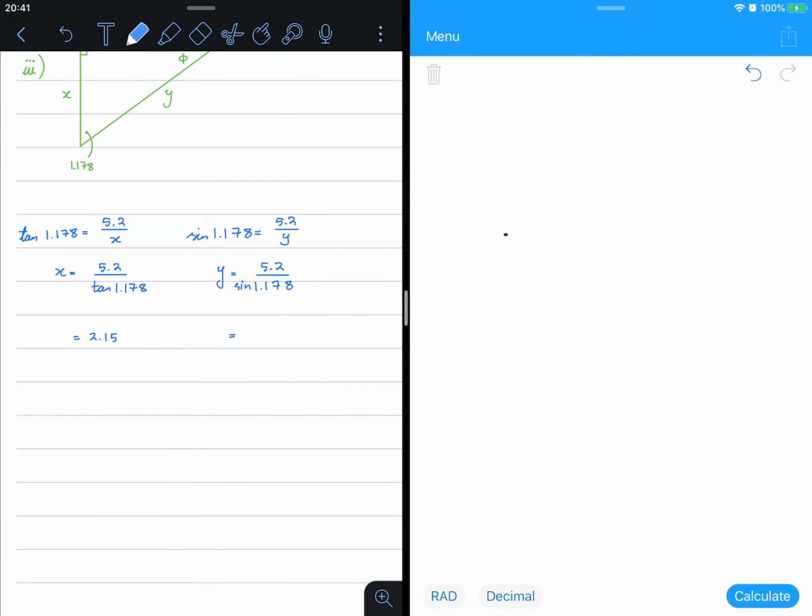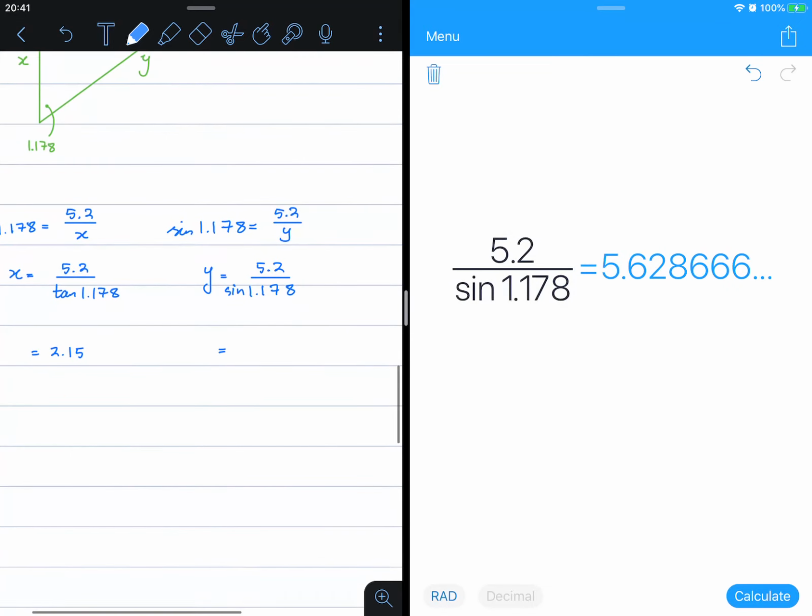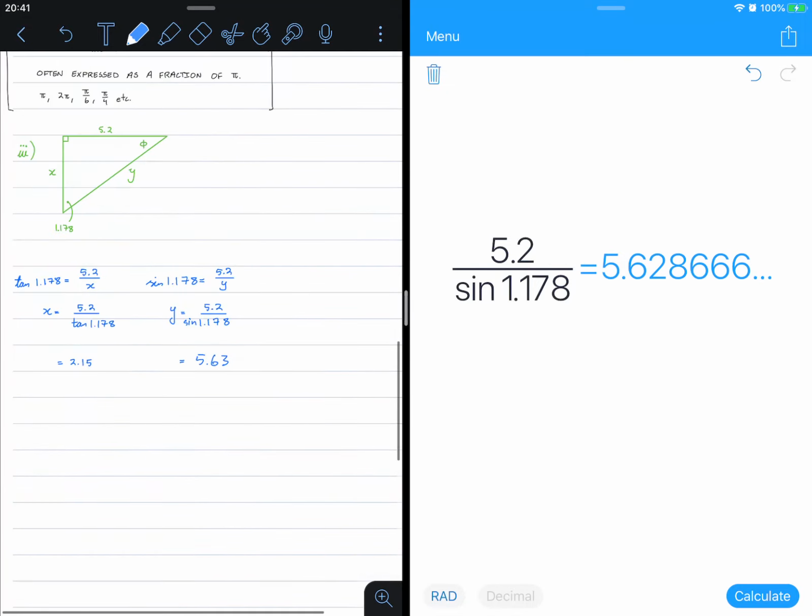Once again, having troubles with this. Let's try 5.2 over sine 1.178. There we go. So y is equal to 5.63. And there we have it.